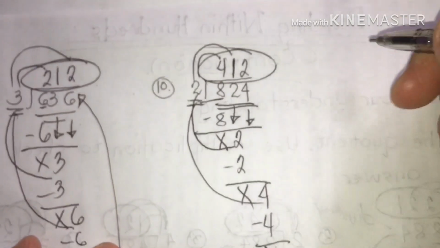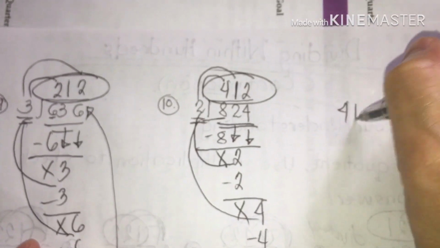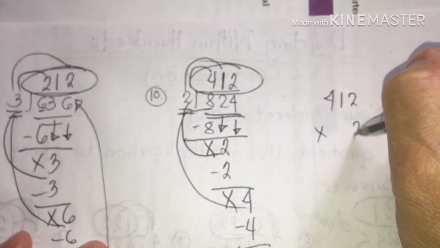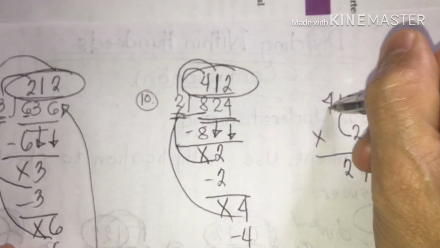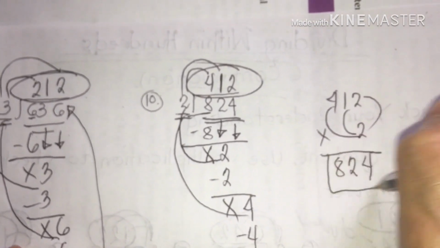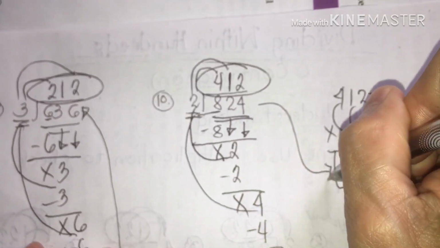412. Now we're going to check it. 412 times 2. 2 times 2, class, is 4. 1 times 2 is 2. 4 times 2 is 8. 824. It's quite clear, class.